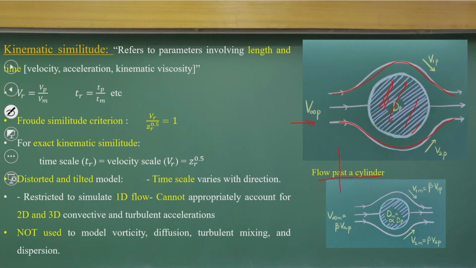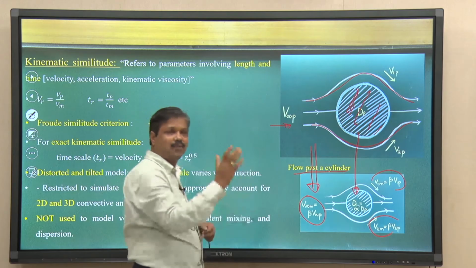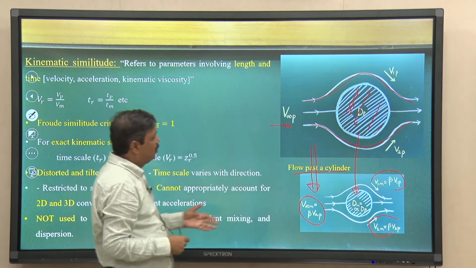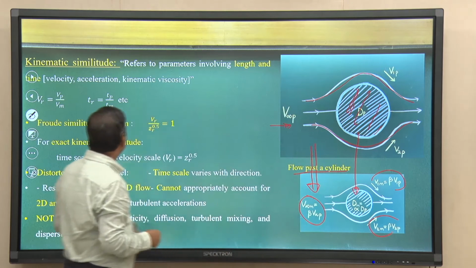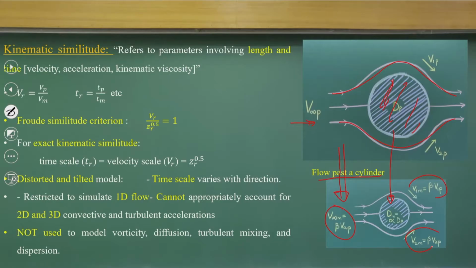For the same geometry, we have to do kinematic similarity: scale down the diameter of the cylindrical bridge pier to this shape, and then we can have a scale for the velocity components, so that the streamline patterns and the velocity ratio are maintained. The length ratio, the time ratio, and the velocity ratio, whatever is there, can be maintained. So, we are introducing kinematic similarity, with parameters involving length and time, that is velocity, accelerations, and kinematic viscosity.